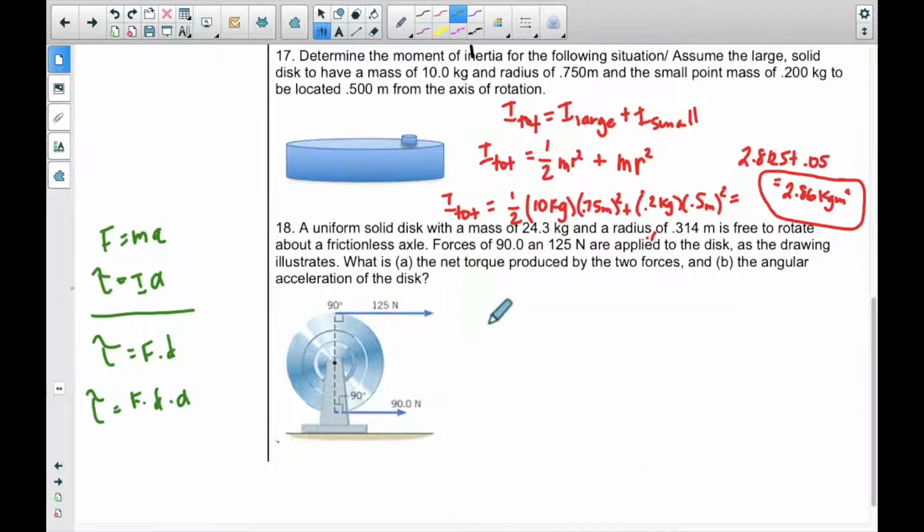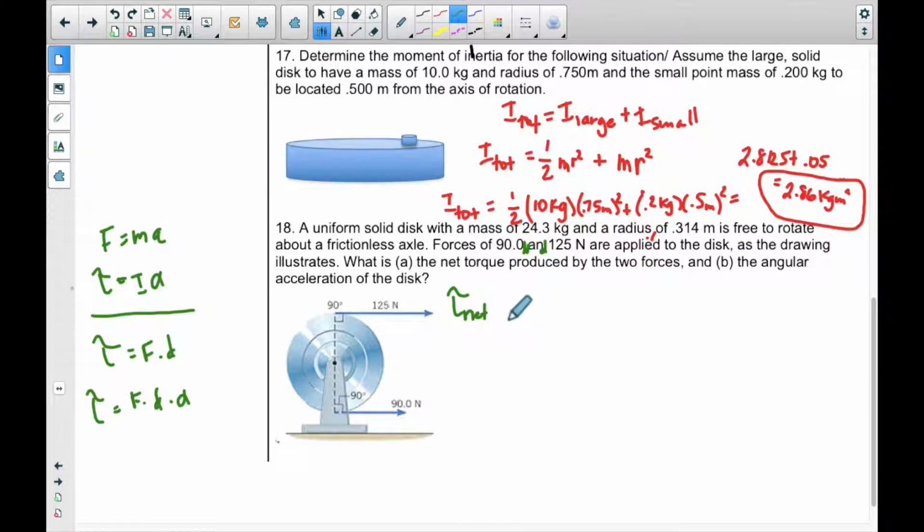Number 18, a uniform solid disk with a mass of 24.3 kilograms and a radius of 0.314 meters is free to rotate about a frictionless axle. Forces of 90 newtons and 125 newtons are applied to the disk. As the drawing illustrates, what is the net torque produced by the two forces and the angular acceleration of the disk? Okay, first question was about net torque, so let's talk about net torque.